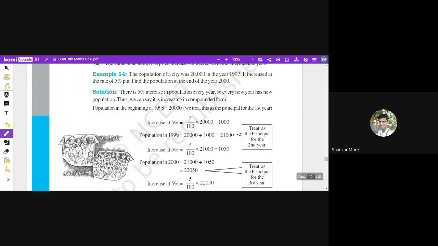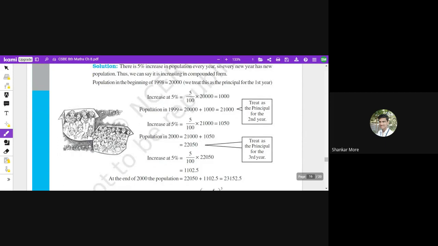So there is 5% increase in population every year. So every new year has new population. Thus, we can say it is increasing in compounded form. So population in the beginning of 1998 is equal to 20,000. So we treat this as principal for the first year. So 5% increase अगर हम बोलेंगे 20,000 में तो it will be 1,000, yeah, only the number, not rupees.